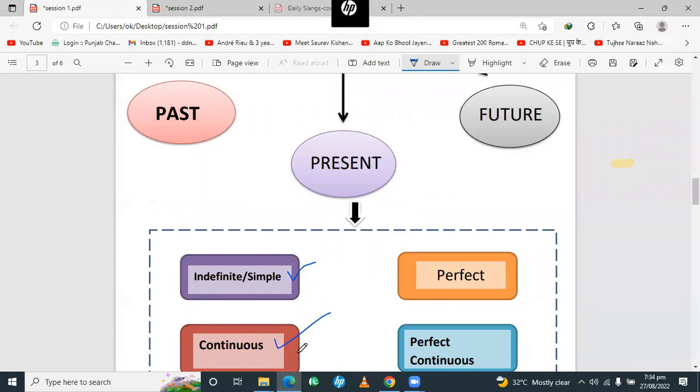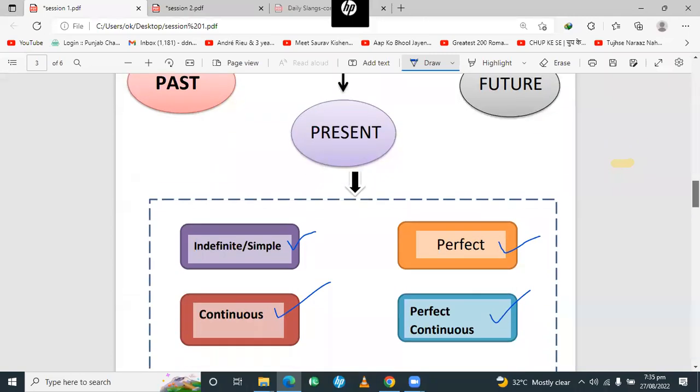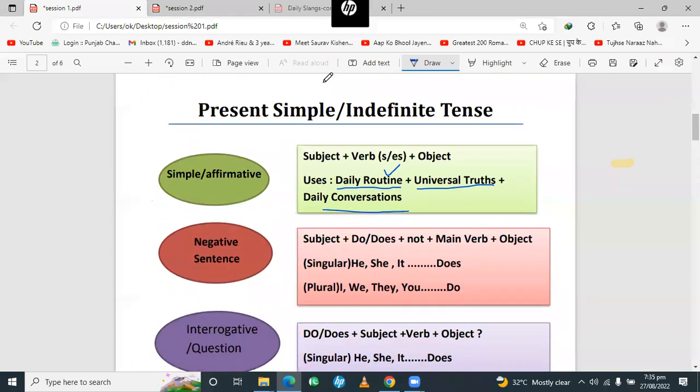It is continuous. Clear? When it comes to perfect category, it means you have done something. You have completed or cancelled or inaugurated or ended something. When it comes to perfect continuous category, whenever you want to elaborate the time lapse or length of time, the period of time, you can use perfect continuous category. Right now we are talking about present simple tense. It has 3 categories: simple or affirmative, negative, and interrogative.